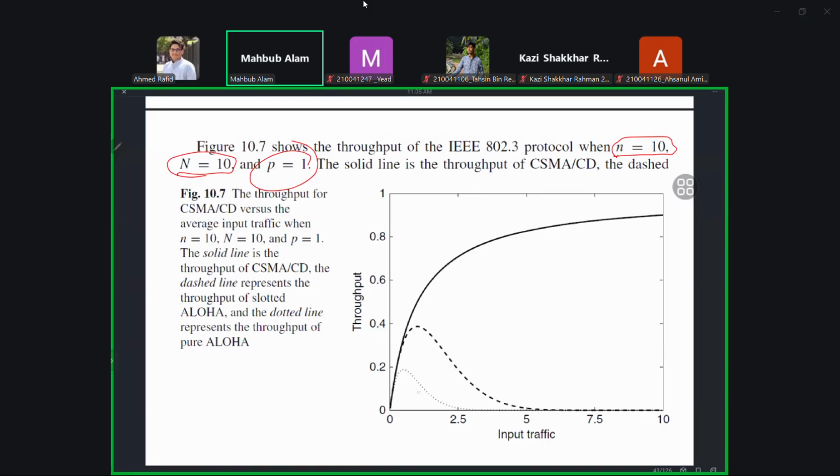This line is for Aloha with a maximum throughput of 18%. This dashed line is slotted Aloha with a maximum throughput, as we have already seen, 36%, 36.8 or 36.9 something. And the solid line represents CSMA-CD, which approaches almost 1 as the load increases.